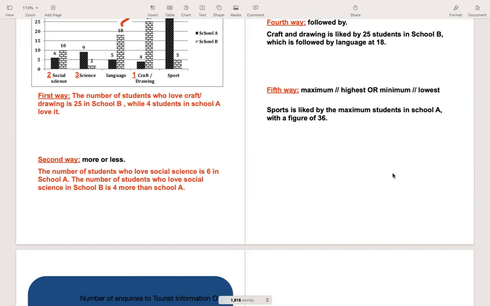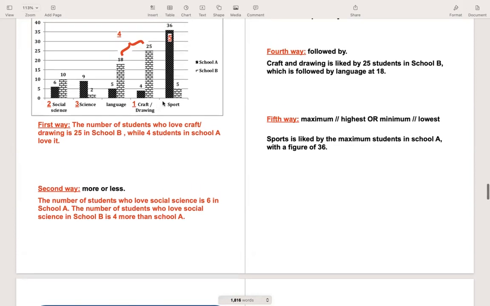Sir, can we compare this data for school A, like in social science and science, using more or less? Of course, you can. Wherever you want to compare, it works. For example, 9 and 6. You can say social science is 3 less than science, or slightly less at 3. Both sentences are fine.